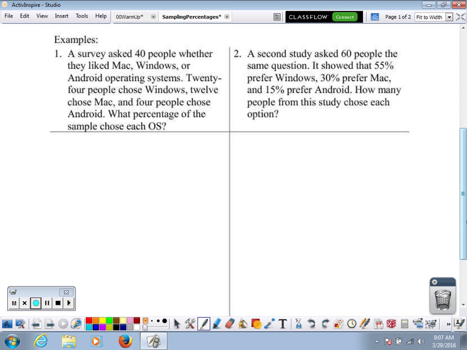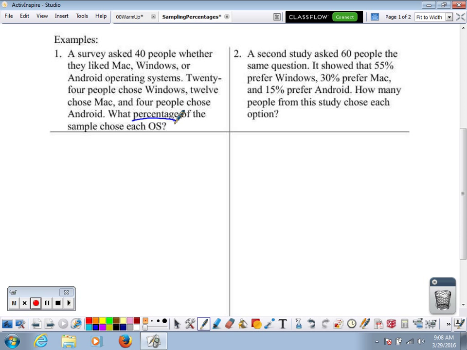Okay, so a survey asked 40 people whether they liked Mac, Windows, or Android operating systems. 24 people chose Windows, 12 chose Mac, and 4 people chose Android. What percentage of the sample chose each operating system? So what we want here is the percentage. Like we said, it's great for conversation, it's great for description. So sometimes it's helpful to have that percentage.